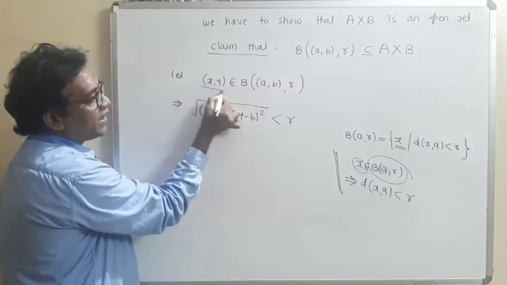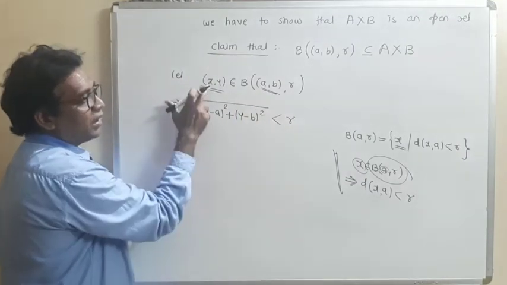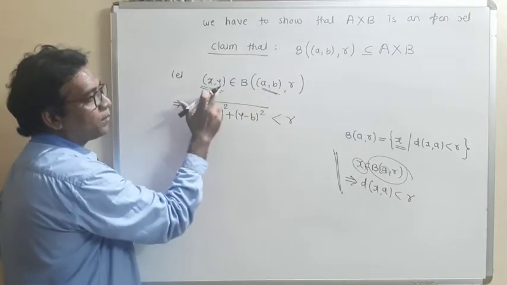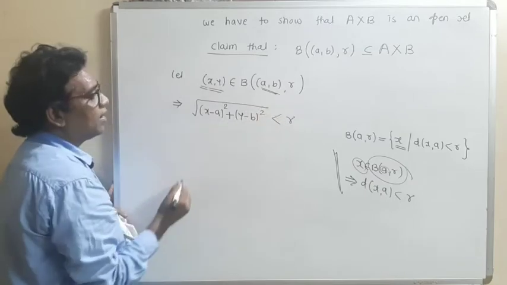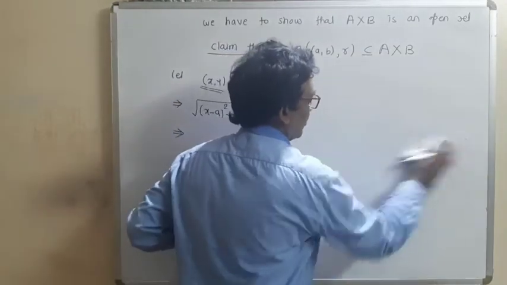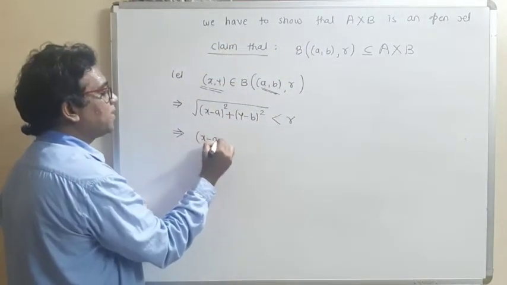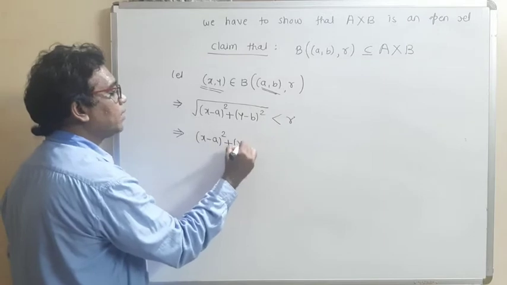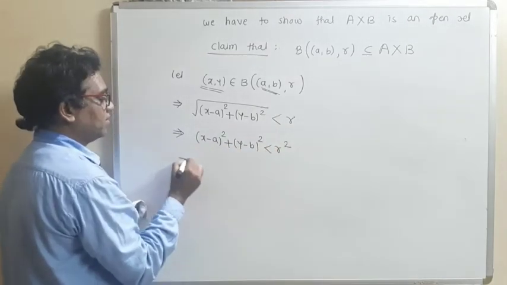The distance between (x, y) and (a, b) is given by this formula: under root (x minus a) bracket square plus (y minus b) bracket square. Distance between these 2 points is less than R. So this implies, now squaring on both sides, (x minus a) bracket square plus (y minus b) bracket square is less than R square.